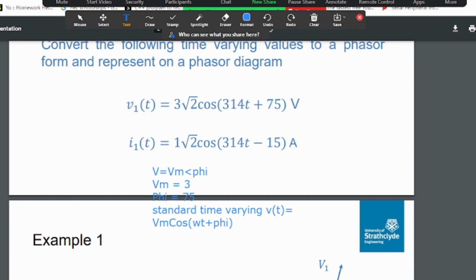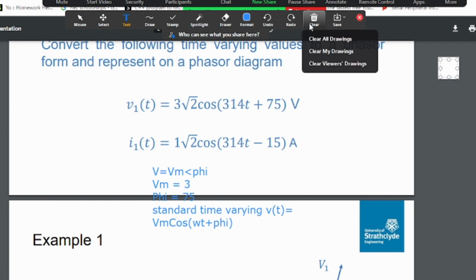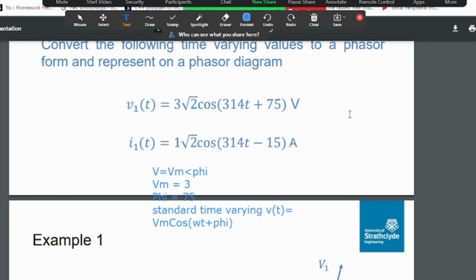Did you understand that? So it is just substitution. You mean we substitute the values in the standard time-varying equation? Yes, you have to compare with the time-varying equation that is given. Let me highlight.